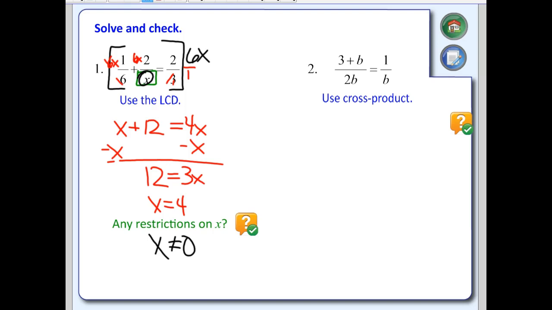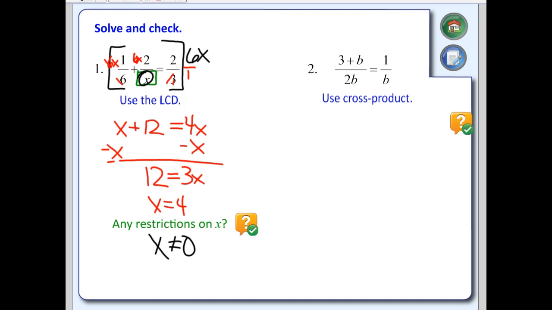So that's the kind of hard part. We have to go back and think about this idea of restrictions. And the reason we have to do that is because we have letters in the denominator. All right? Now, let's look at number 2.